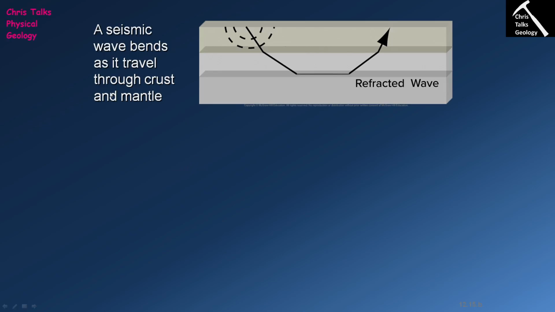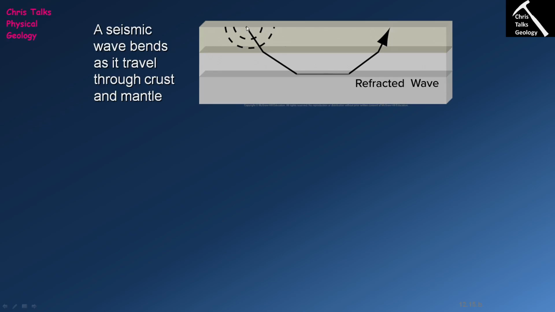So if we look at this diagram, we're showing a very simplified diagram of the path which can be taken by a seismic wave. Here is our hypocenter, so our earthquake is occurring here, and these lines simply represent the seismic waves emanating from the hypocenter. This black line represents the path being taken by a seismic wave.